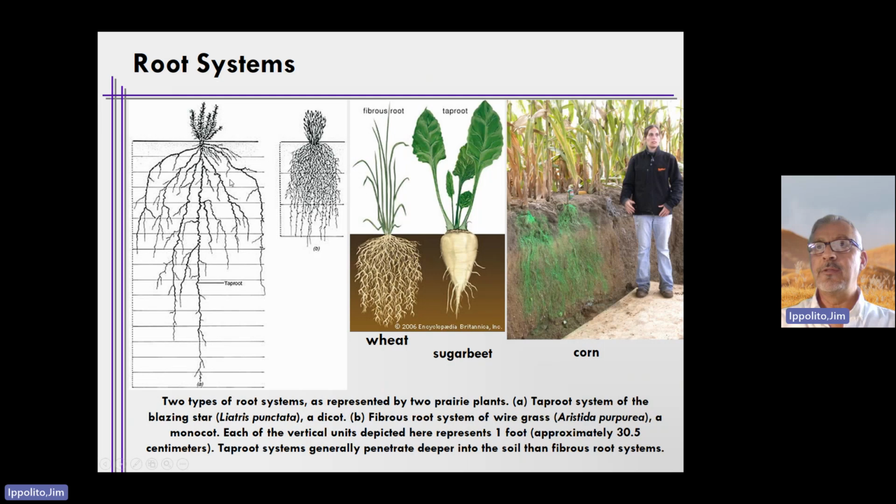And so each one of these lines in this picture on the left-hand side represents 1 foot. So what's it? 1, 2, 3, 4, 5, 10, 15, almost maybe 20 feet deep. And that's not uncommon for most taproot systems, unlike sugar beet. But regardless, these plants are adapted to explore the soil in different ways. And these taproot systems explore deeper in the profile, mainly for obtaining water. And these fibrous root systems are here for not only obtaining water, but also looking for nutrients.